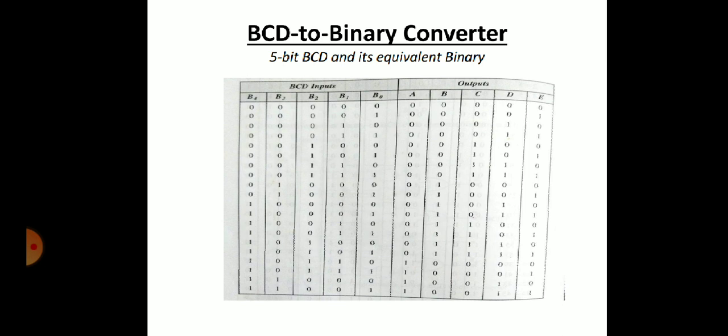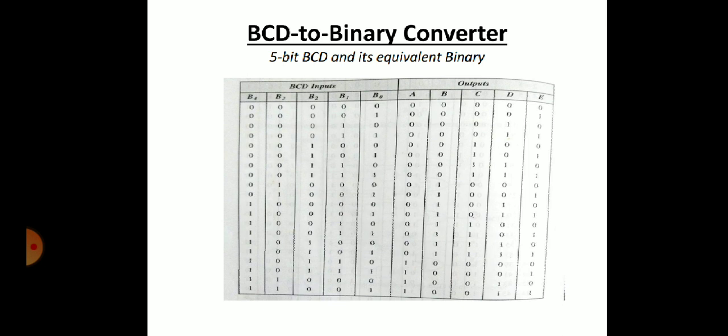Last one, the last row. What is the BCD number? BCD inputs 1 1 0 0 1. Again I repeat, 1 1 0 0 1. Okay, so first from B3 to B0, what is the representation? 1 0 0 1. 1 0 0 1 means 9, and B4 is 1. So the actual number is 19. In decimal the number is 19.